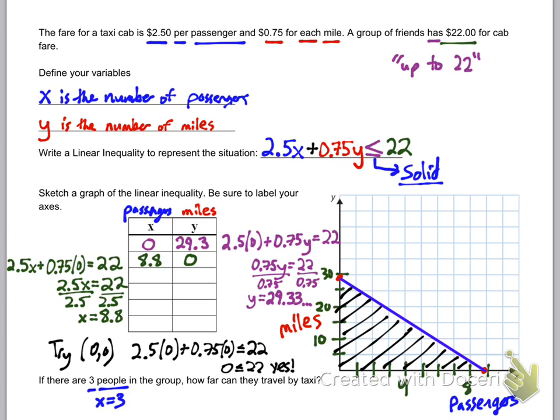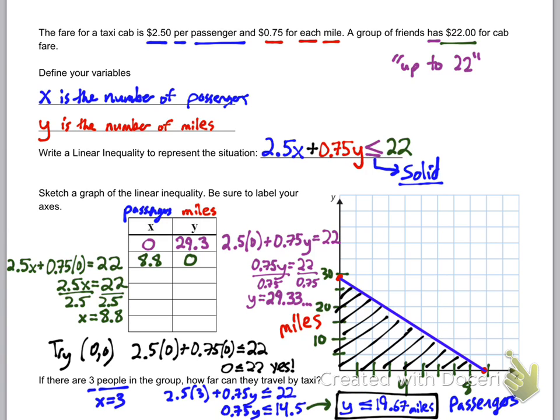Well, number of people is x, right? Passengers is x. So I'm going to plug in 3 for x and solve for y. Now I'm skipping a few steps here because I'm running out of space, but when you do that, y is less than or equal to 19.67. In other words, that's how many miles they'll be able to go. They can go up to that much. They can do less than that, but they cannot do more than that. All right, and ideally I would write that out in a sentence, but again, I ran out of room.